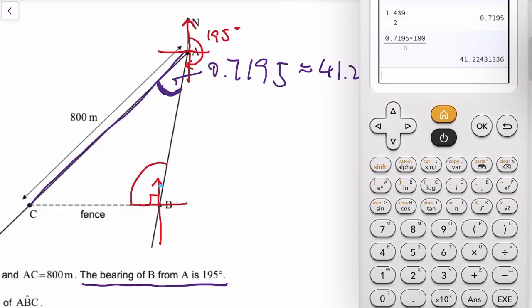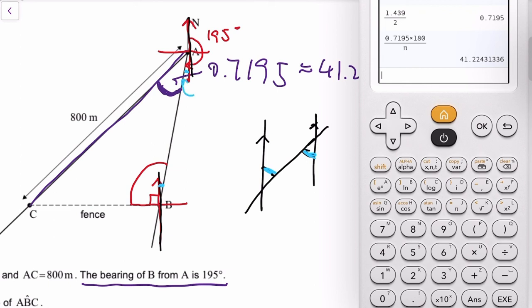Alright, here is the key of bearing. In bearing, all the north lines are parallel to each other. So this is parallel to this. Therefore we have something like this, where these two lines are parallel. Then due to alternate angles, these two angles are the same. So we know that this little bit is the same as that little bit.